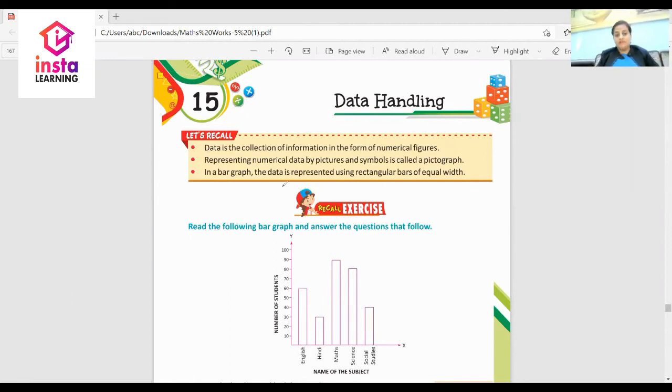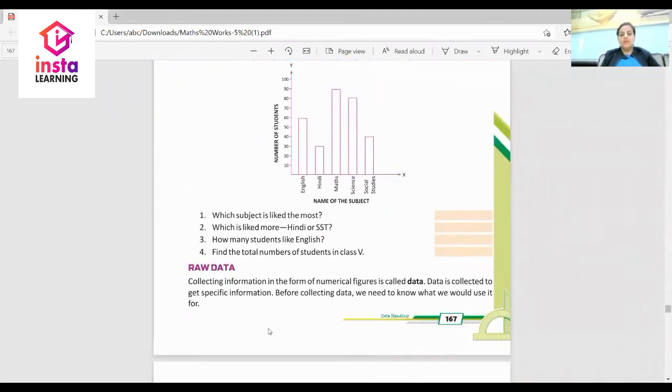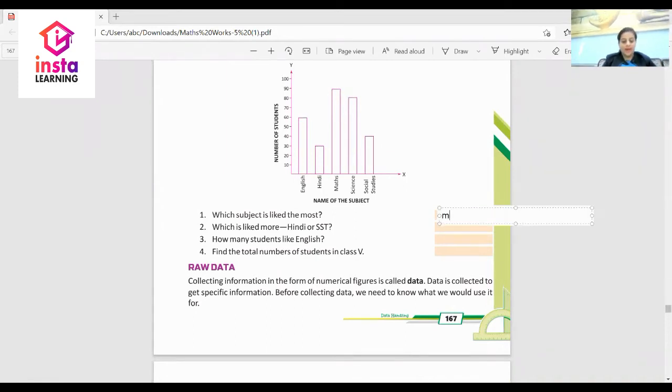In a bar graph, the data is represented using rectangular bars with equal width. Like this. Names of the subjects are written: English, Hindi, Math, Science, Social Studies, and which subject the students like the most. We are able to recognize that 90 students like Math the most. So here you write Math.